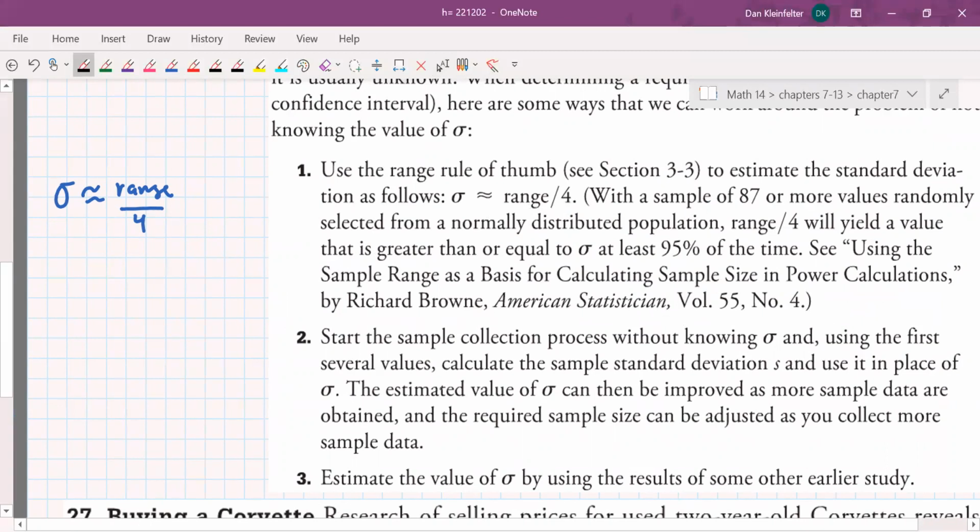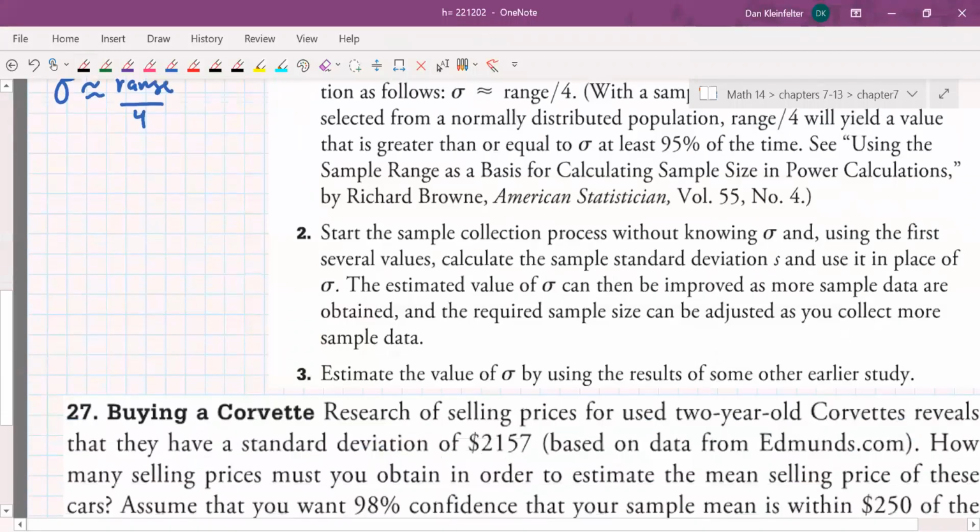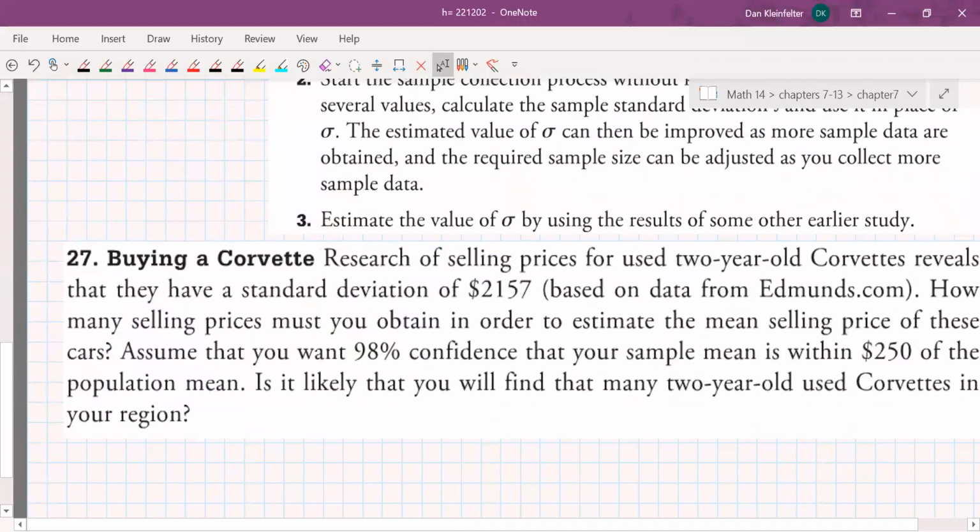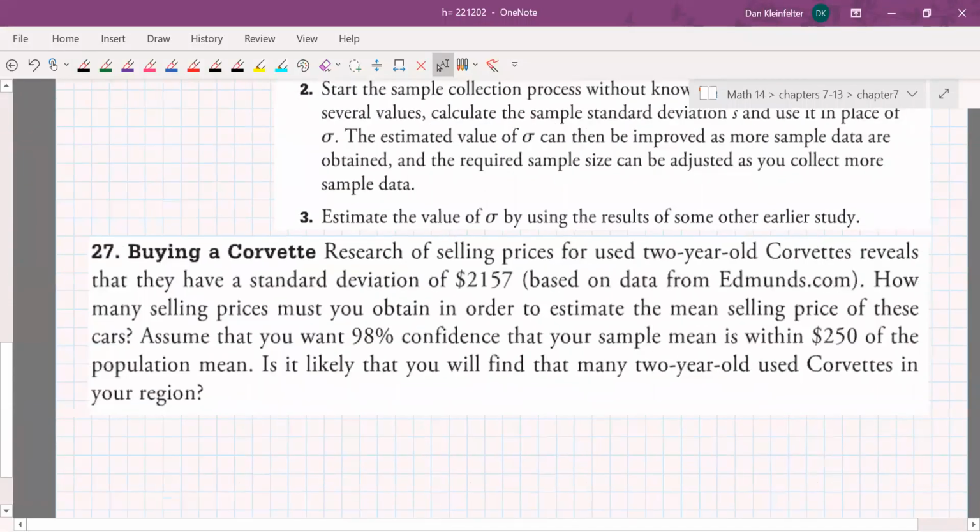That would be one way of doing it. You could start the sample collection process not knowing the sigma, and then using the first couple values, calculate S and use S in place of sigma. And then as you obtain more data, you can revise that estimate of sigma and use that to revise your value of n. Or you could estimate the value of sigma by using the results from some other earlier study.